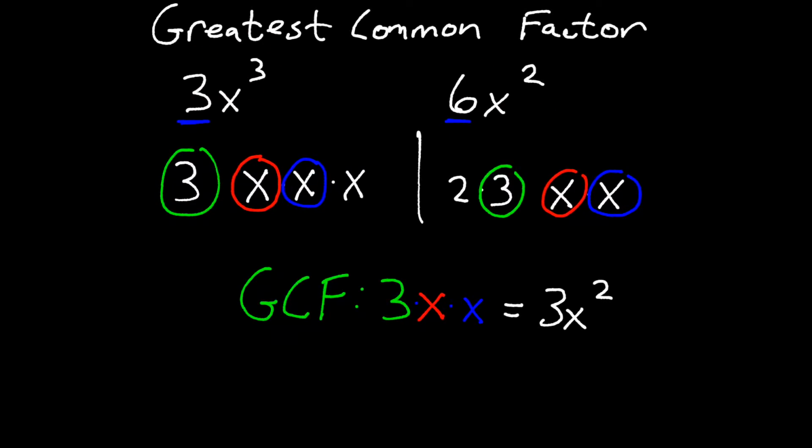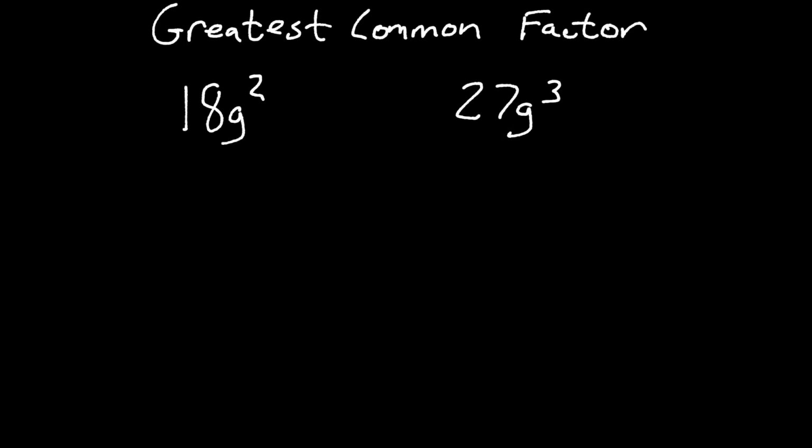Let's try another one. It's not as terrible as it seems once we get used to it. So let's give it a shot. All right. For our last example here, we're going to do 18g squared and 27g cubed. And we want to find the greatest common factor of both of these. Now, just like last time, we're going to start with the coefficients. We're going to start with the numbers in the front. And we are going to find their prime factorization first.